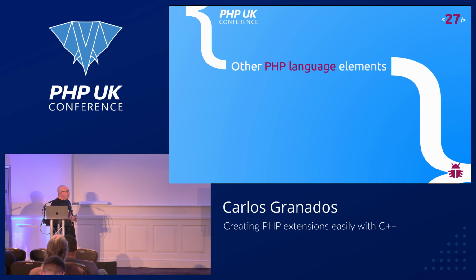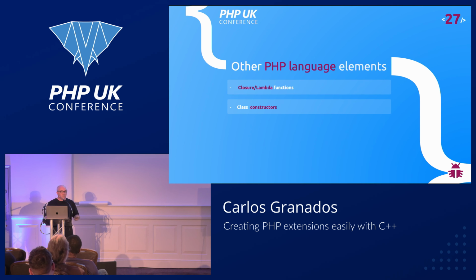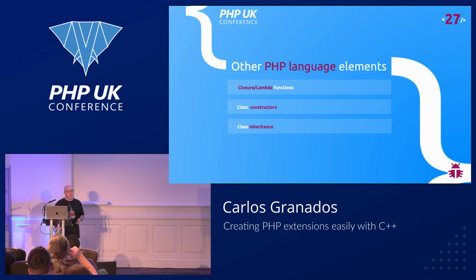So I don't want to go any deeper into what PHP-CPP can do. I just wanted to give a brief introduction so that you get a sense of what you can do and how things are done. But PHP-CPP actually supports many other PHP language elements. So for example, it supports closure functions. It supports constructors. When you build a class, you're able to accept parameters and do things with them. It supports inheritance, so you can extend classes and create classes that extend other classes.